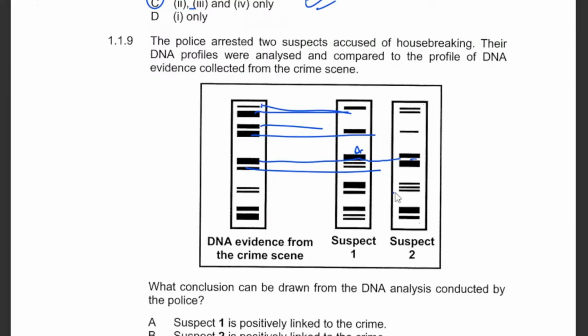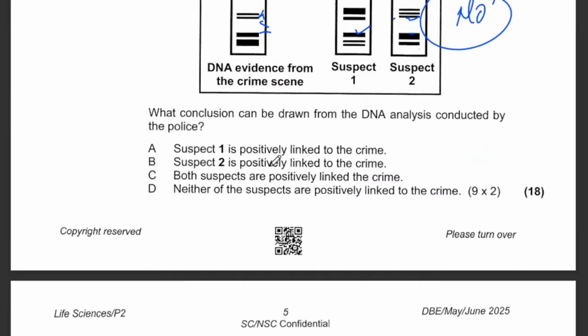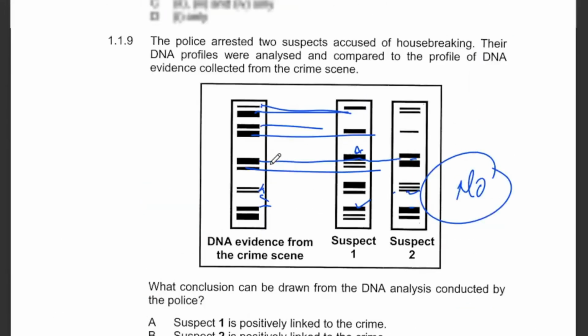What corresponds here? Nothing. Only this one corresponds, but this one no. The answer is no, meaning that there is no suspect. No one did that. So the answer here, we have to look for neither of the suspects being positively linked to the crime. So D becomes the most correct answer, because there's nothing.